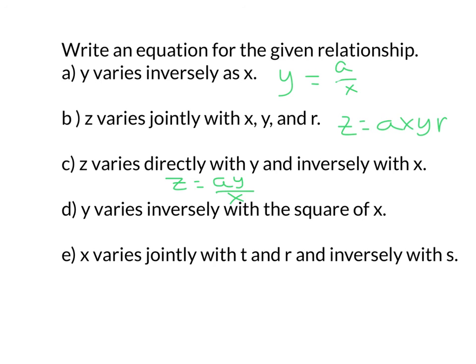Part d says y varies inversely with the square of x. Remember, varies inversely, I'm dividing a by x. If it's the square of x, it's a over x squared. And the last one, sorry, x varies jointly with t and r and inversely with s. So if it varies jointly with t and r, that's a times t times r. And if it's inversely with s, it's divided by the s. And that's all you have to do on those.